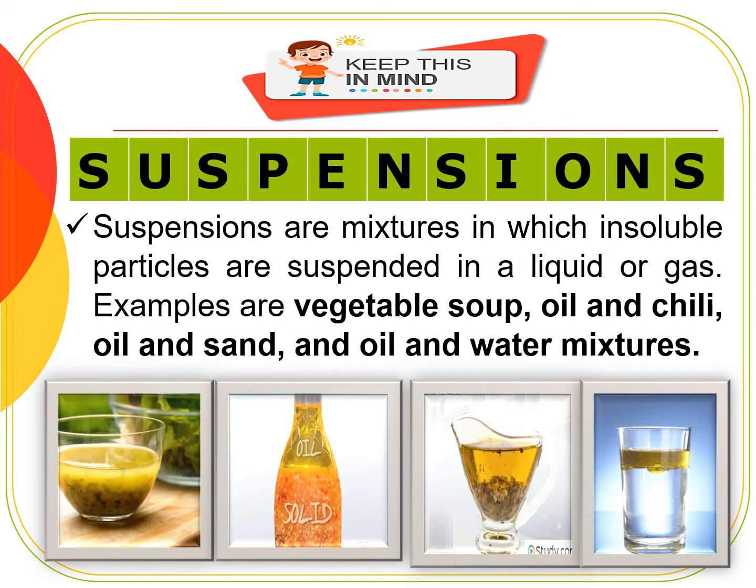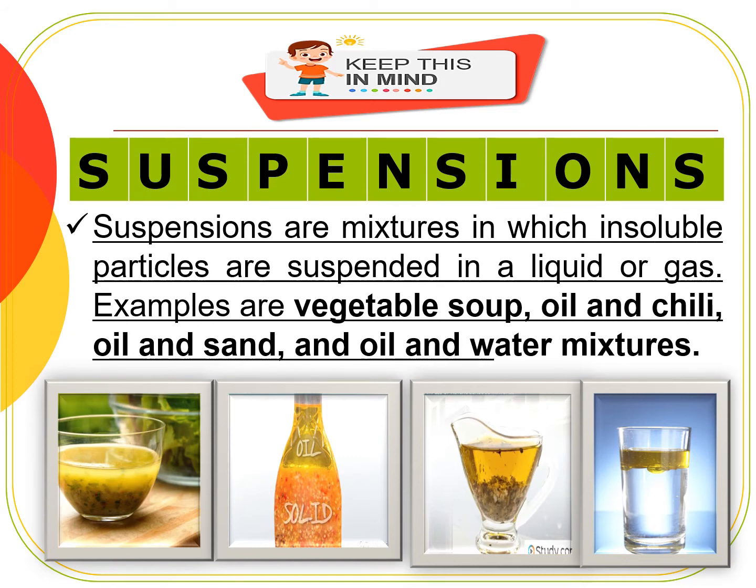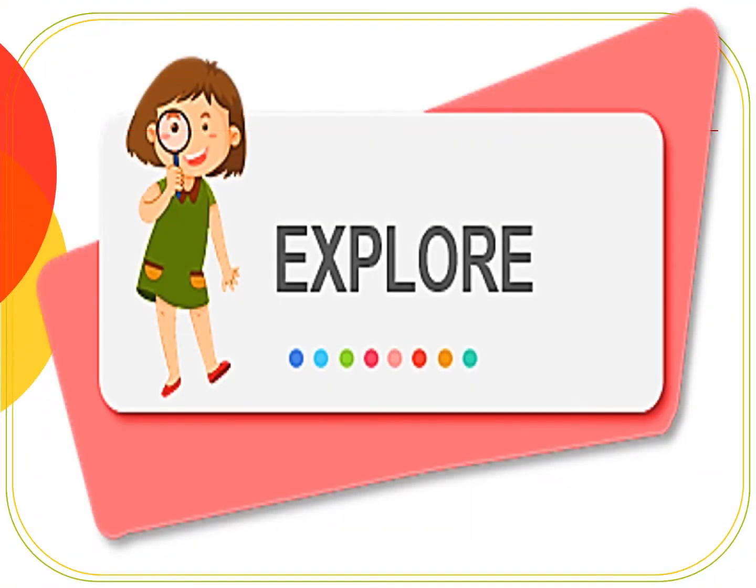The second set of pictures are all about suspensions. What are suspensions? Suspensions are mixtures in which insoluble particles are suspended in a liquid or gas. Examples are vegetable soap, oil and chili, oil and sand, and oil and water mixtures. Let us explore as we investigate the characteristics of colloids and suspensions.